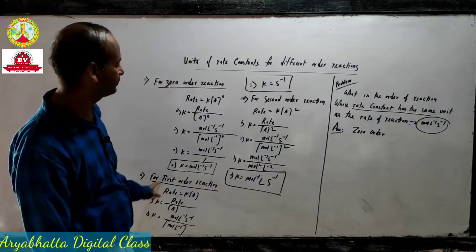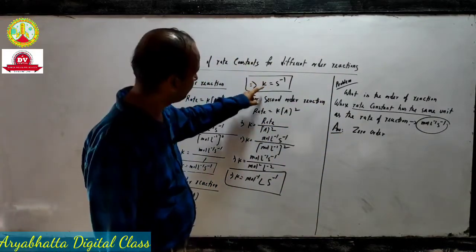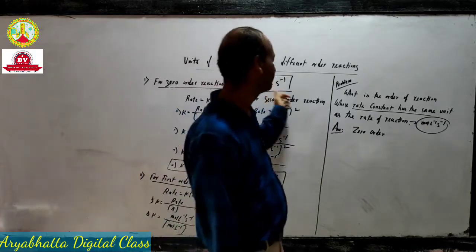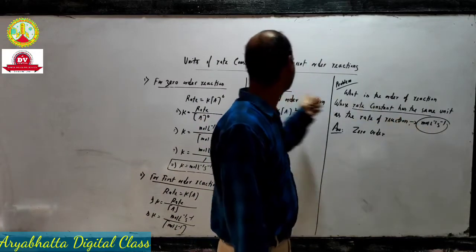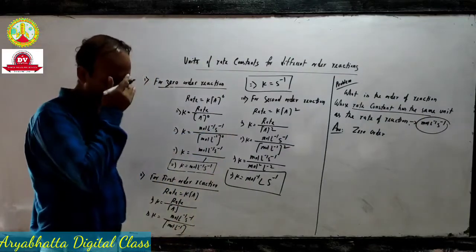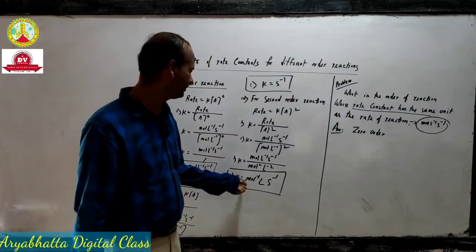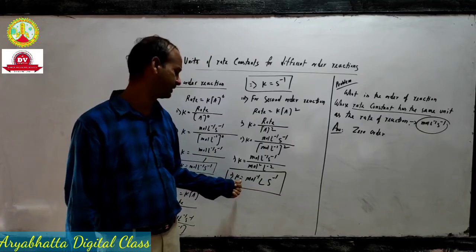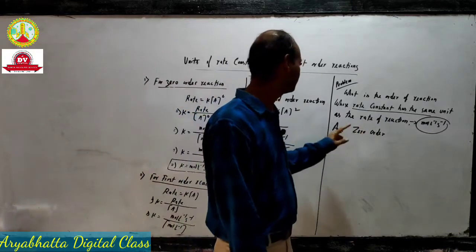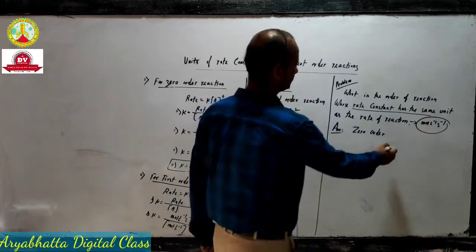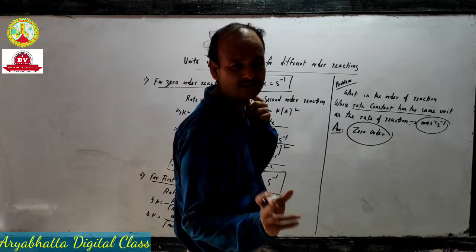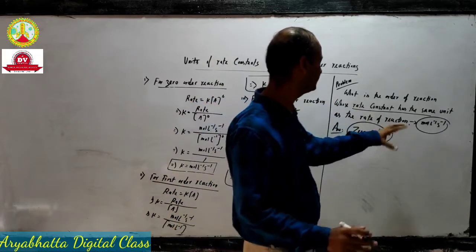First order is not possible, because for first order reaction the unit of rate constant is second inverse, but here mole liter inverse second inverse is not equal to second inverse. It doesn't match. This is also not possible for second order. Look, what is the unit of rate constant for second order reaction? It is mole inverse liter second inverse, but the unit of rate of reaction is this one. So your answer will be zero order. In zero order reaction the unit of rate constant is equal to the unit of rate of reaction. The unit of both is the same.